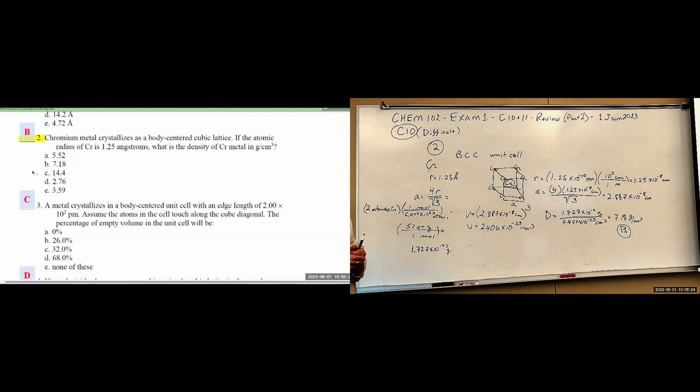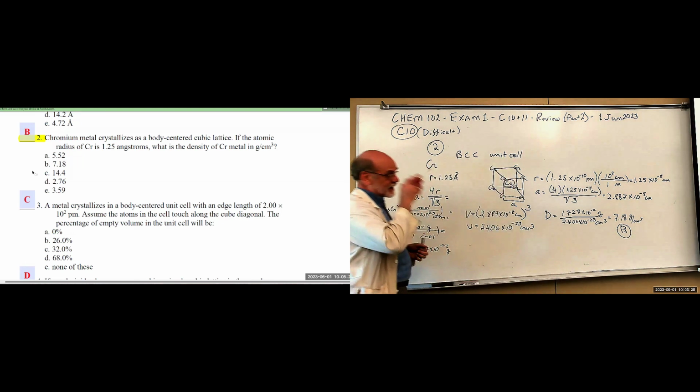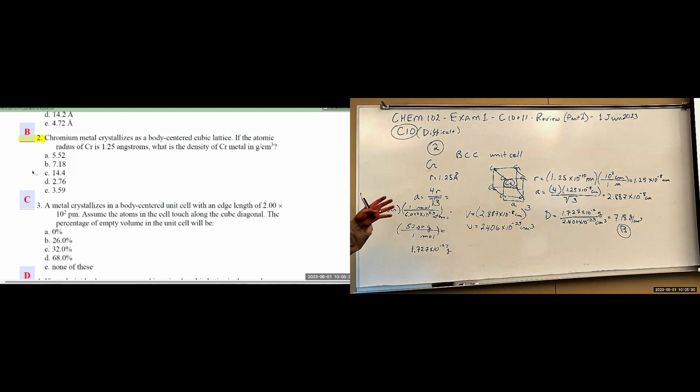Eyes starting to glaze over. The real problem here is not so much the math and the concepts, it's the speed. We've only got 10 weeks to get through this stuff. You don't have a lot of time to absorb it. That's the big problem.